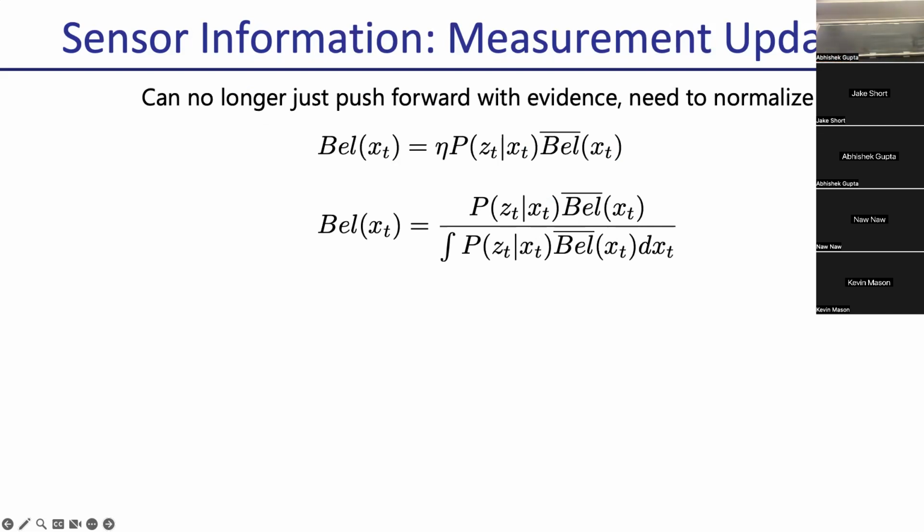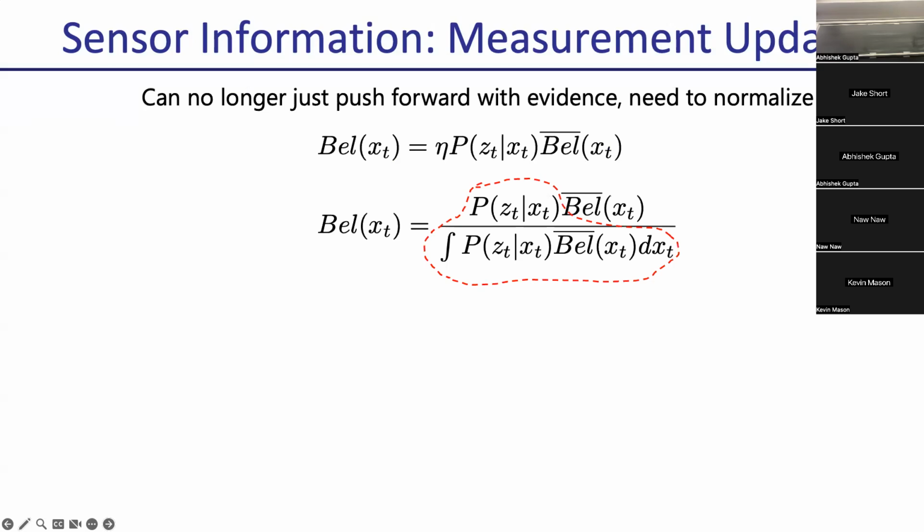So you can write this thing as P of zt given xt over the integral of P of zt given xt times belief bar. Now, the nice thing here is that you can almost think of this P of zt given xt divided by this integral as a weight. So imagine that you had a bunch of particles, and this entity, P of zt given xt divided by a normalizing constant, is like a weight for those particles, right?